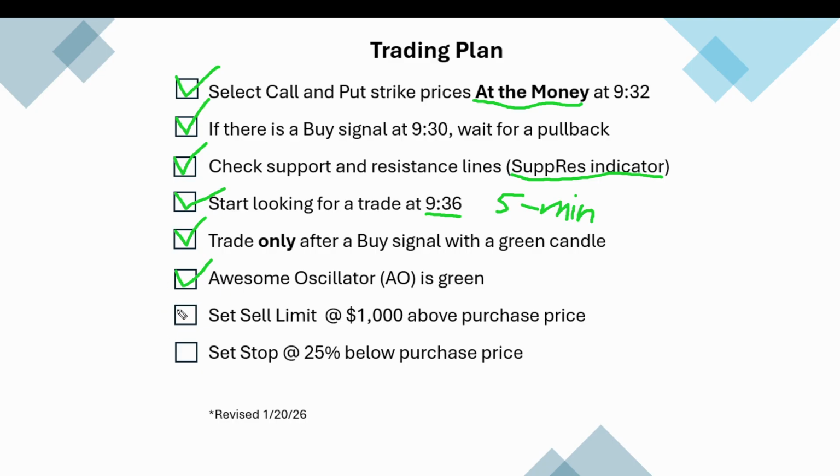Then I place a sell limit $1,000 above the purchase price. And last, I set a stop at 25% below the purchase price. That way, if the trade goes against me, I'm protected. I often put a revised date on here to make sure that I have the most current version of this.